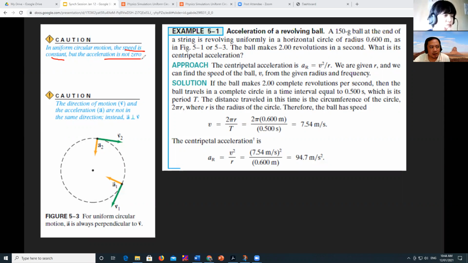Yes, Andre. For it changes direction all the time, sir. Okay, very good. It changes its direction all the time, so it still has acceleration, though the speed is constant.